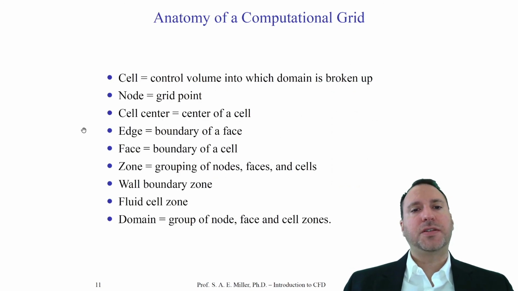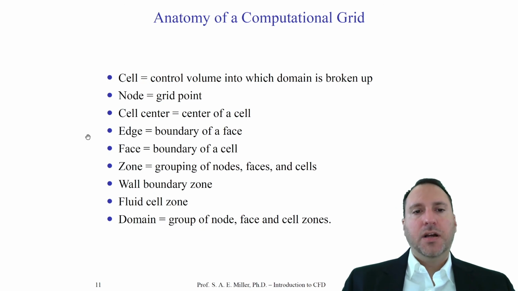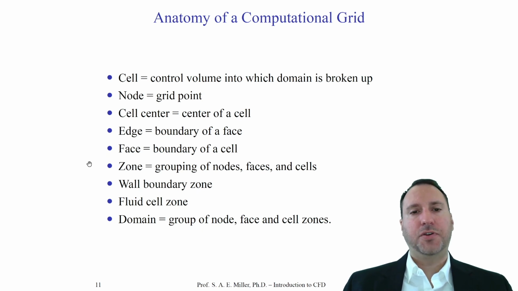An edge, of course, is the edge of a face, and a face is the boundary of a three-dimensional cell or element or volume. Now, zones might be groupings or sets of grids, nodes, faces, or cells. They typically refer to a multi-block domain. For example, I might have two zones, and they all consist of their own set of nodes and connectivity.